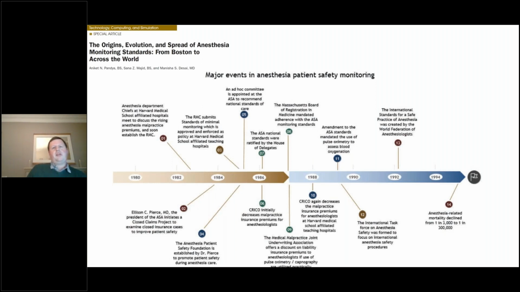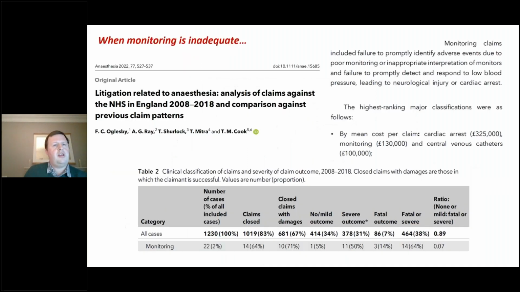But what about when things do go wrong, even in the UK? This is a study that Fiona Oglesby down in Bristol published last year, and she looked at all of the claims and litigation that went through NHS litigation from 2008 to 2018 regarding anaesthetics and anaesthesia. There were about 1,200 claims, of which 22 were directly related to monitoring, which doesn't sound that many, only 2%. But it's quite insightful here.